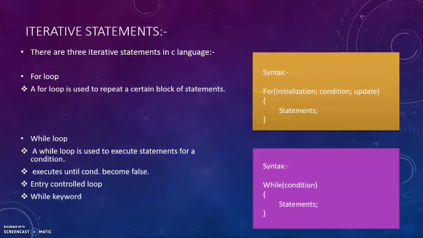Let's check its syntax. for (initialization; condition; update) { statements; } In the initialization section, the values are initialized. For example, I am initializing the value of a equal to 1. Okay, and I'm applying my condition as a less than 3, and my update is increment of a, that is I'll write it as a++.